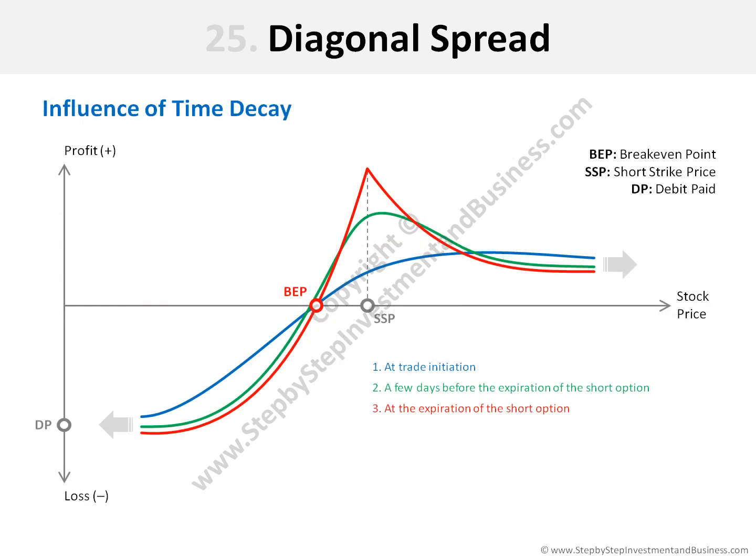In this graph, we can see the influence of time decay on the position. On the vertical axis, the profits and losses of the position are indicated, and on the horizontal axis, the stock price is indicated. The blue curve indicates the profits and losses at trade initiation. As we get closer to the expiration of the short option, the curve of profits and losses is like the one shown in green. And, finally, at the expiration of the short option, the curve of profits and losses is the one shown in red. For this strategy, time decay typically helps the position.